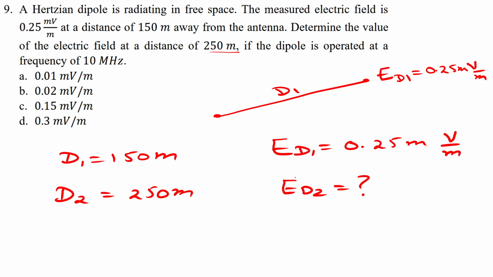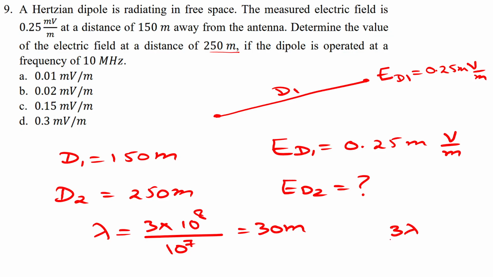So first we will check if these points d1 and d2, these observation points, are lying in the far field or not. For that we first have to calculate lambda, which is 3 times 10 to the power 8 divided by 10 to the power 7, because it is 10 megahertz. When we solve this, we get 30 meters. And what will be 3 lambda? Generally for the Hertzian dipole, if the observation point r is greater than 3 lambda, then that observation point is in the far field.